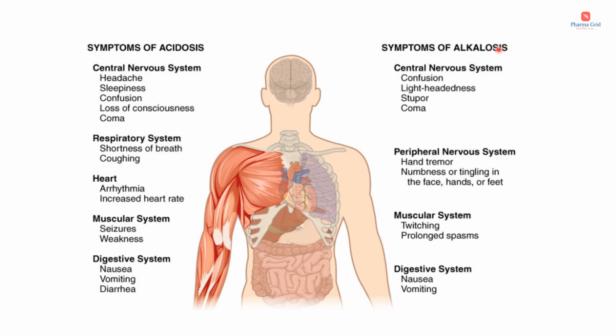Then about alkalosis, in the CNS, it can cause confusion, lightheadedness, stupor and coma. Then in the peripheral nervous system, the main symptoms include hand tremor, numbness or tingling in the face, hands or feet. Then twitching or prolonged spasms in the muscular system. Then in the digestive system, mainly nausea and vomiting.